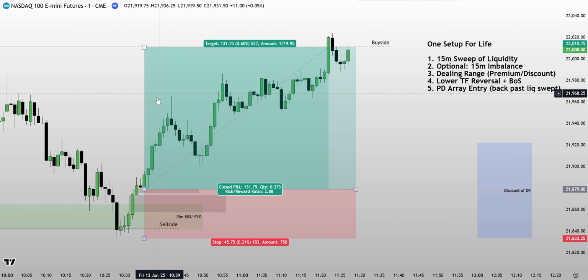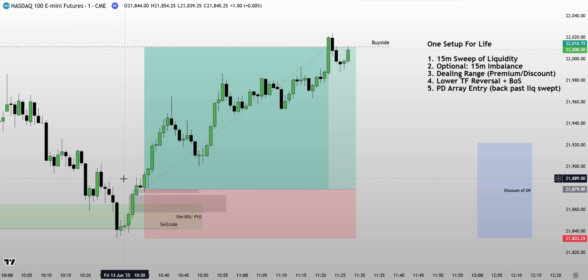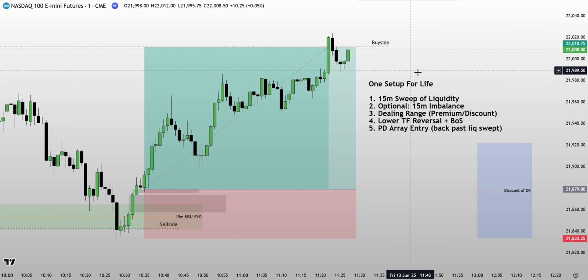Utilizing that one setup for life. This is the setup I would pick time and time again if I had to rely on one setup. It happens every single day. And it's there for the taking. And so you're to locate this and take advantage of this one setup for life.